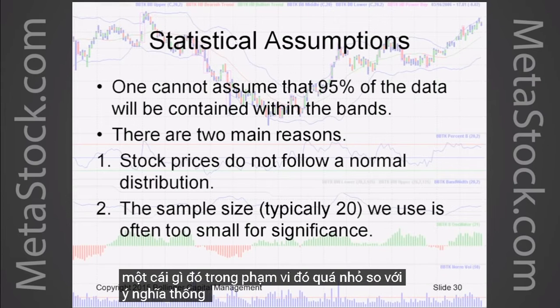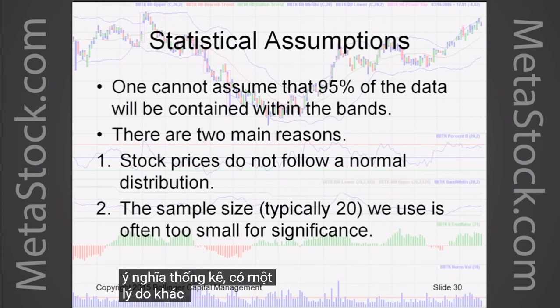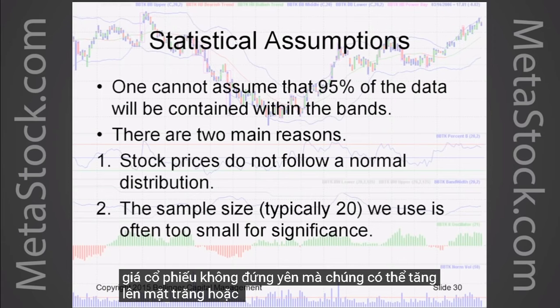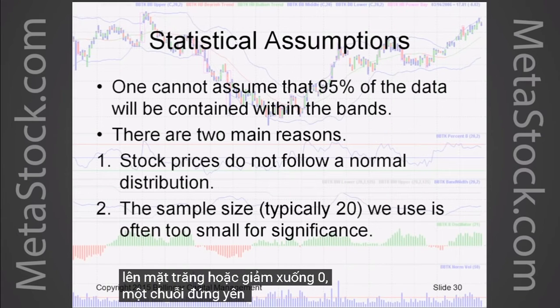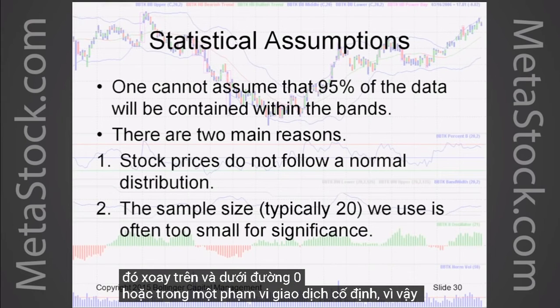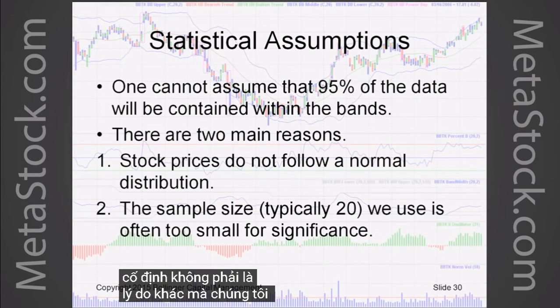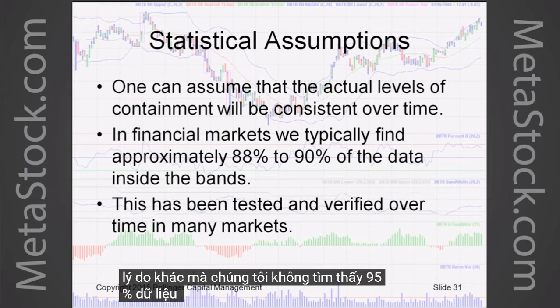for statistical significance. There's another reason that I talk about sometimes. Stock prices are not stationary. They can rise to the moon or fall to zero. A stationary series would be something that swings above and below the zero line or stays in a fixed trading range. So stationarity is not present. That's another reason that we don't find 95% of the data inside the bands.